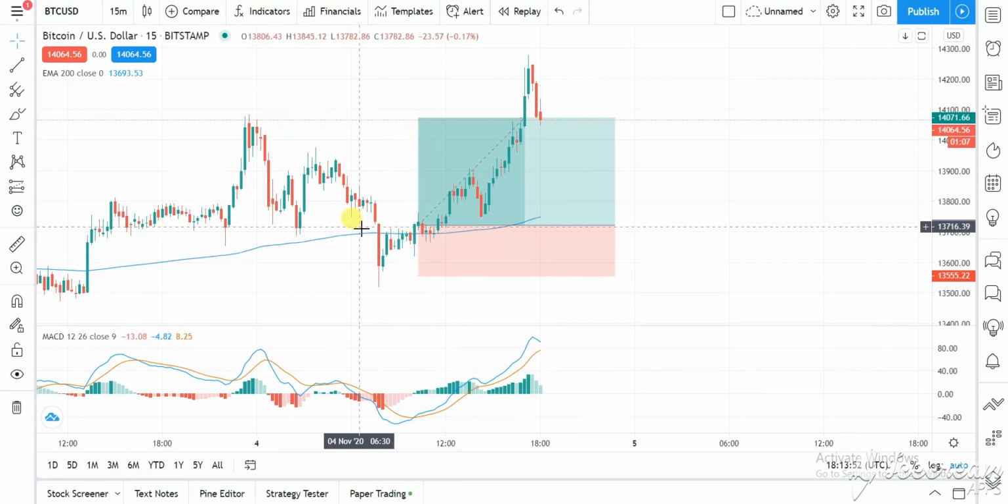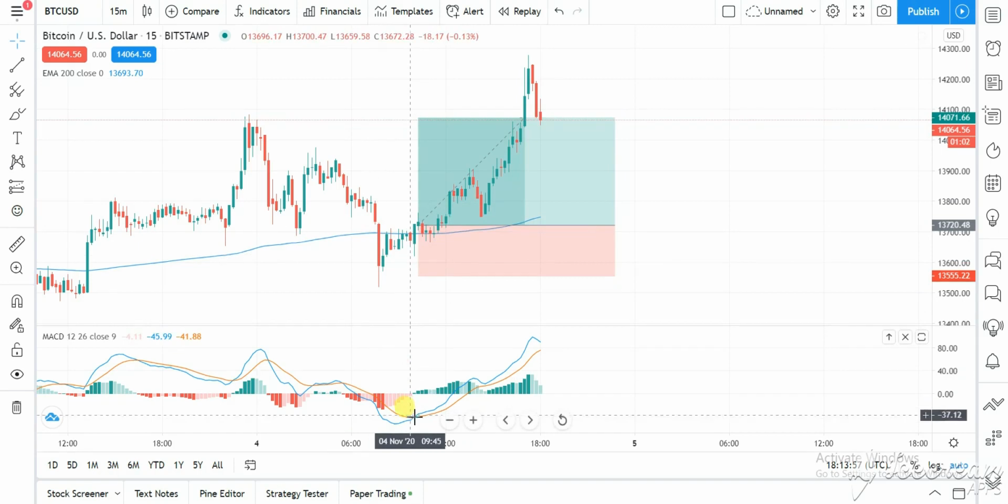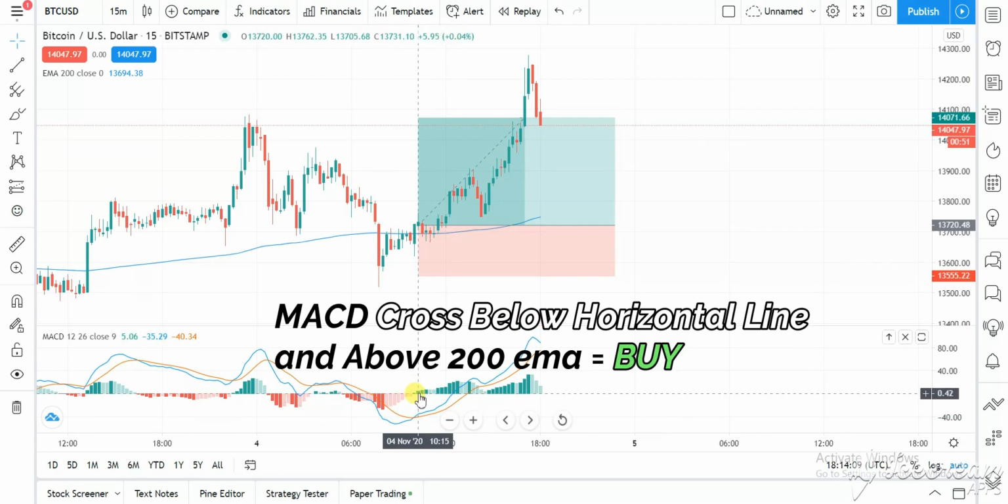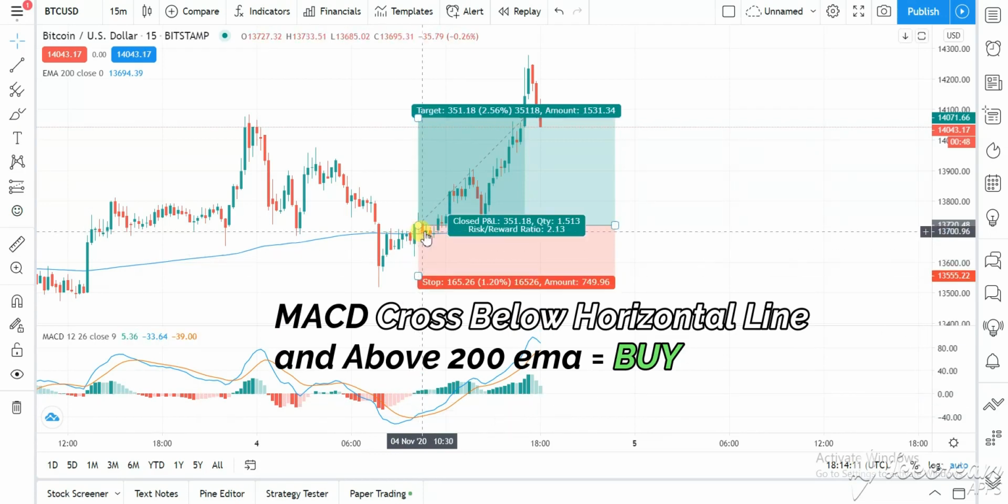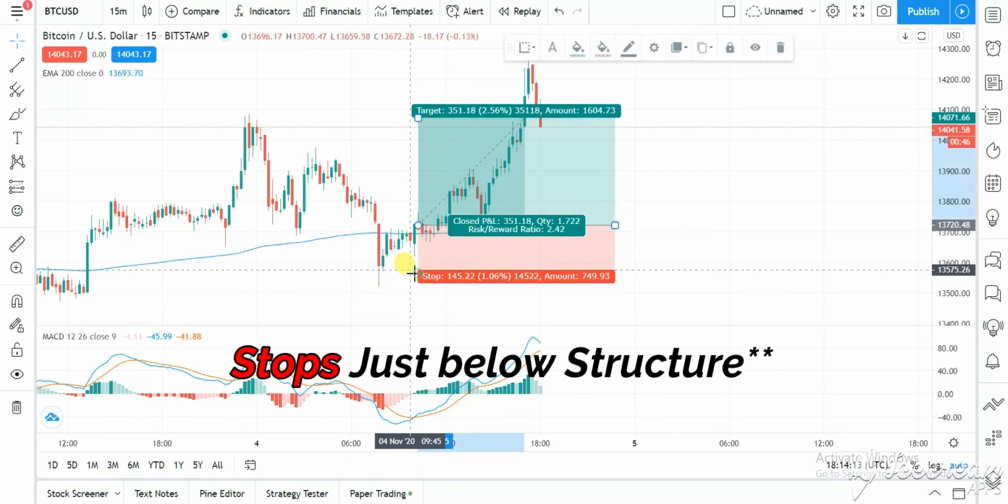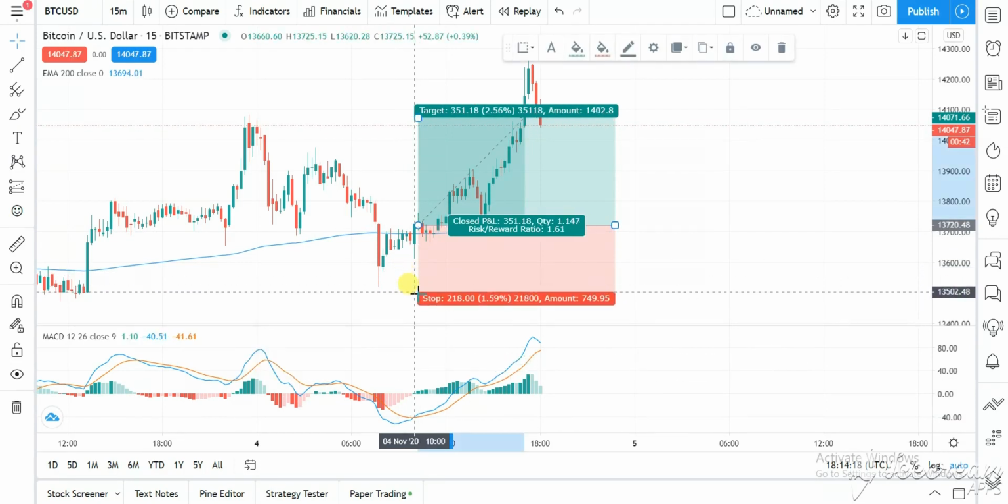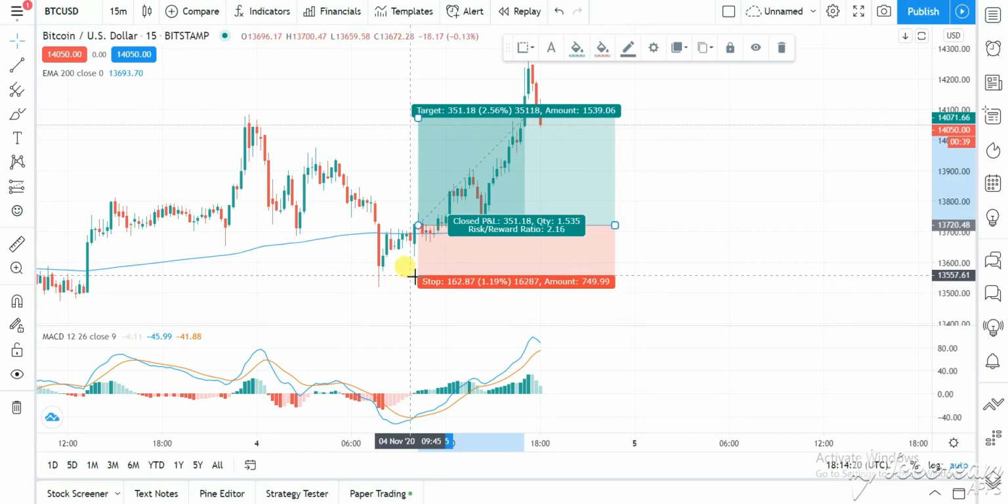And another thing is, I use this 200 exponential moving average line. So once the price closes above this 200 period moving average line, then I see a cross on the MACD below this horizontal histogram line. Then I'm looking to get in a trade. Stop just below. If you like, you can use below the wicks, but I don't like to do it with the wicks. I like to do it with the bodies. So below this body, just a little bit below, maybe here.